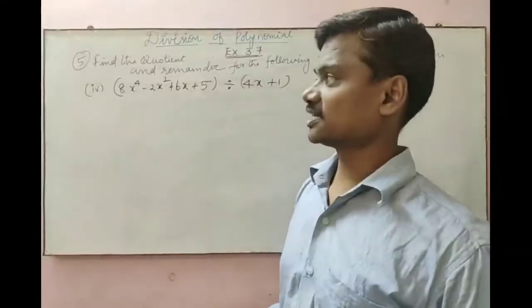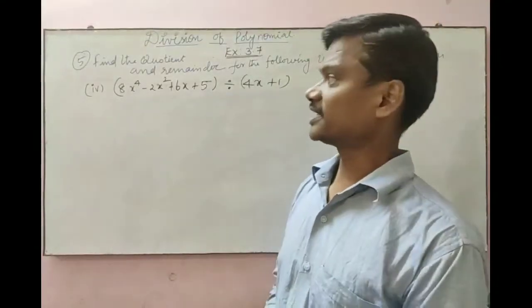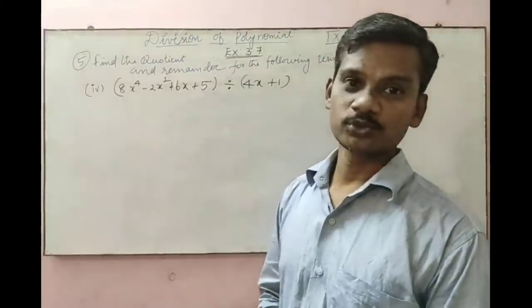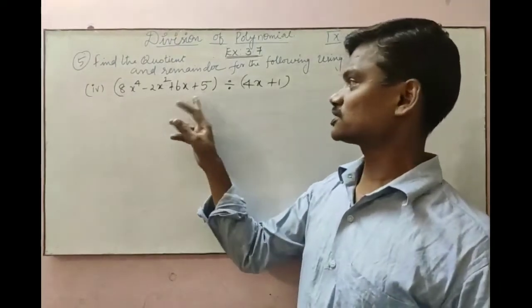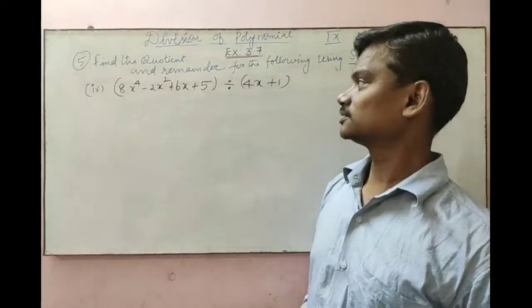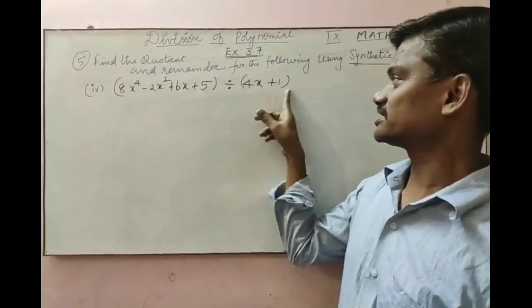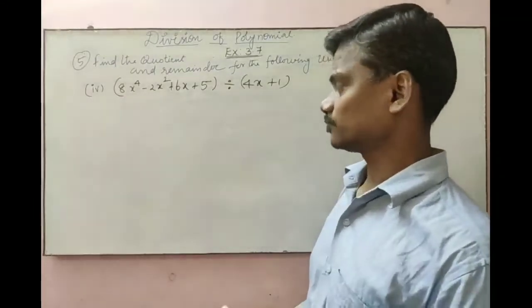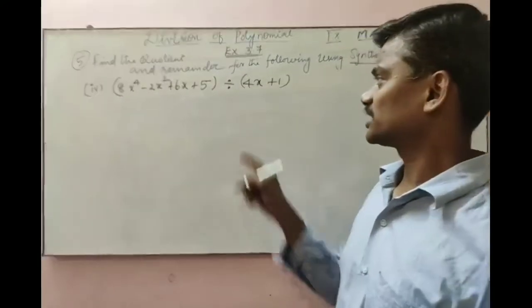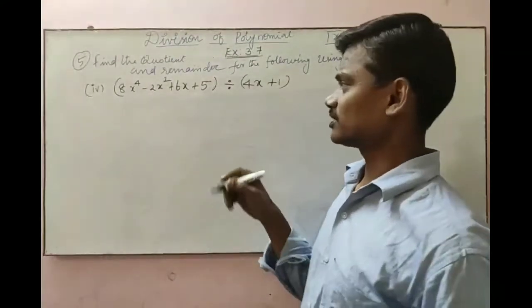Okay, next the fourth sum. The second and the third sum I have given you as homework. This fourth sum is different from the first sum because in the divisor we have 4x plus 1. So be careful when you are doing this type of sum.